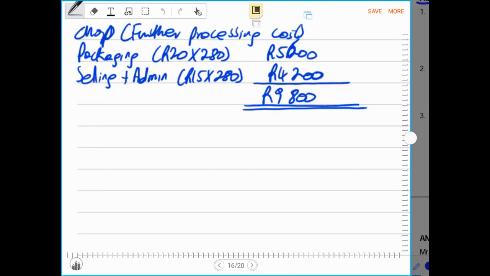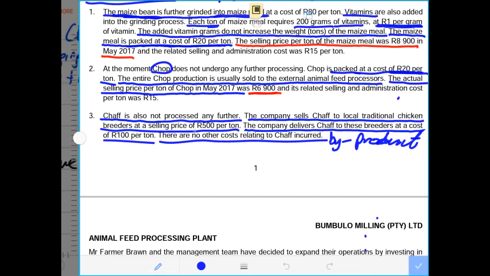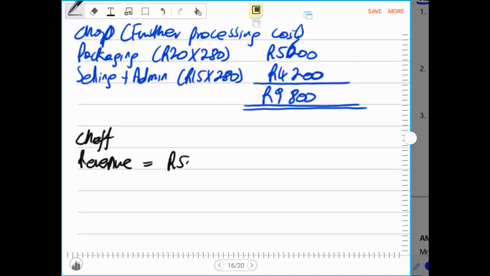So now let us have our revenue from the sale of the product called chaff. We are told that we have the selling price of 500 per ton, and the selling cost, or the delivery cost in this case, of 100 rands. So we have to say sales minus the cost to sell. So it will be 500 minus 100, and this will give us an amount of 400.